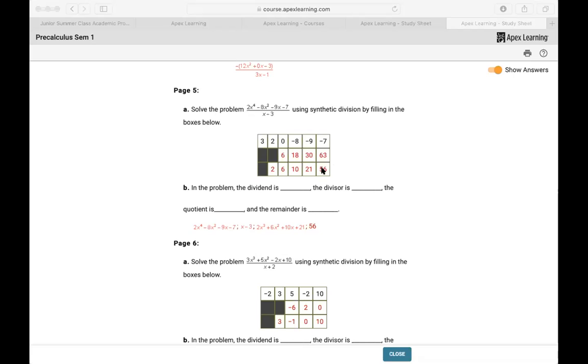And again, if I was writing this, it would be 56 over x minus 3. And then if I have 2 here, like this was my 2x to the 4th, this is now 2x to the 3rd. You have to drop it down by 1 exponent. So I've got 2x to the 3rd plus 6x squared plus 10x plus 21. And then the final answer would also be plus 56 over x minus 3.